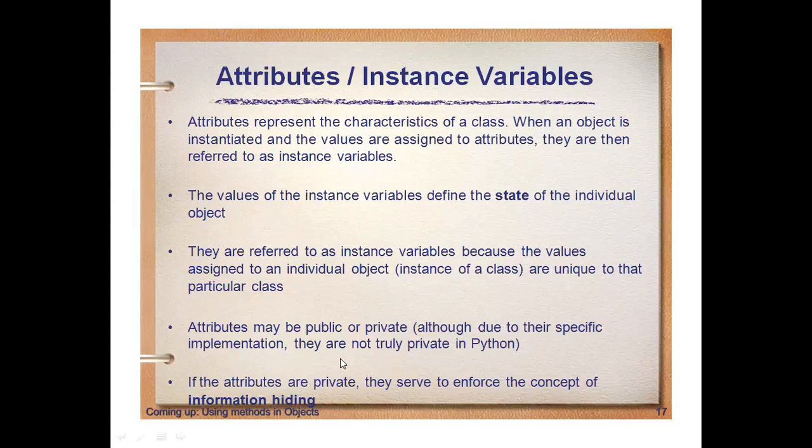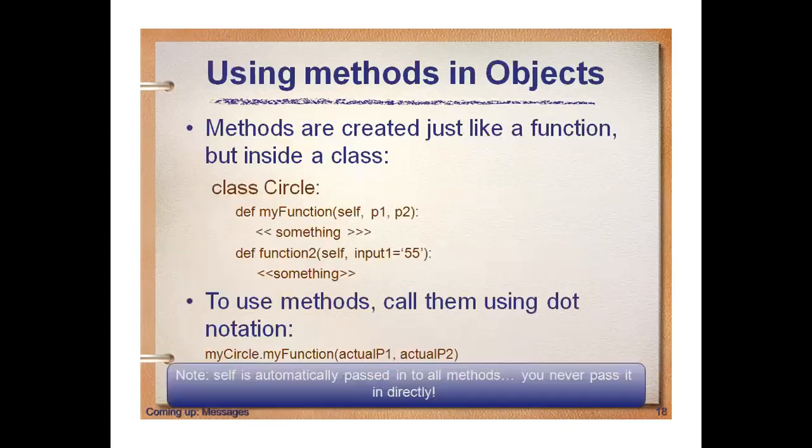Attributes may be public or private, although due to their specific implementation, they are not truly private in Python, right? In Python programming, there is a specific feature here: if things are not truly private, how they are implemented we will see after some time. If the attributes are private, they serve to enforce the concept of information hiding, right? It means we are securing the information so that no outside object can find out that information and work on it, using methods in the objects. So how are we using methods in the objects?